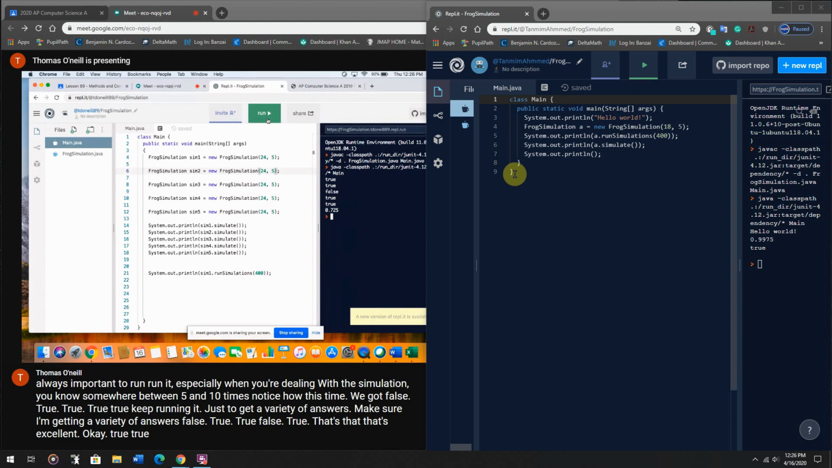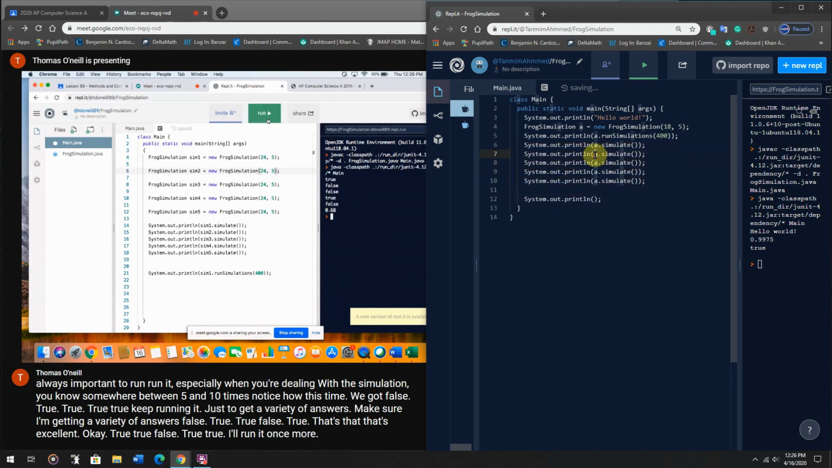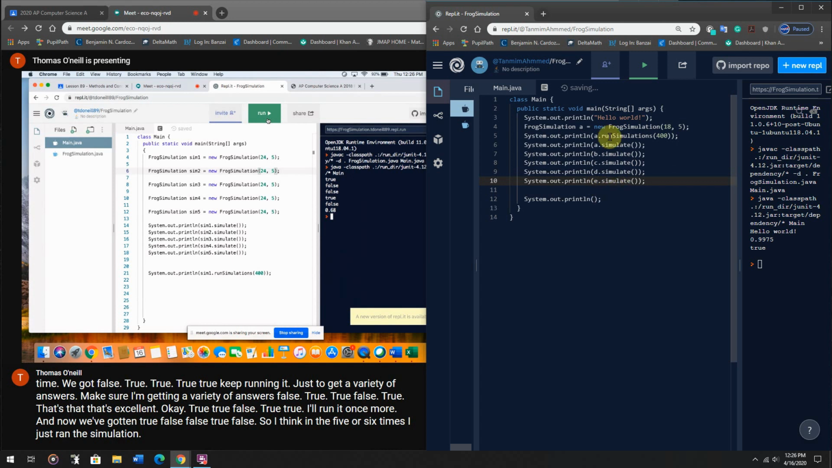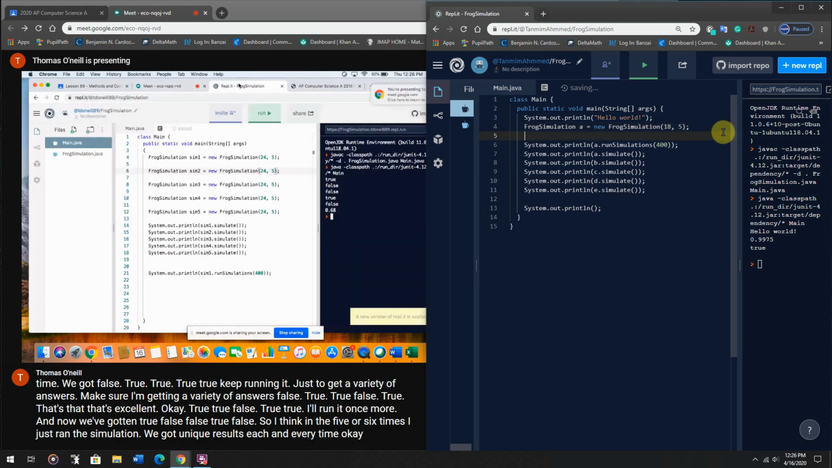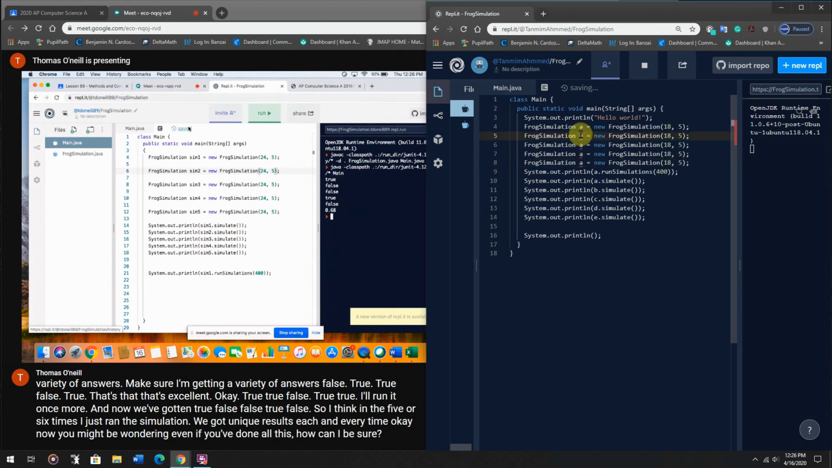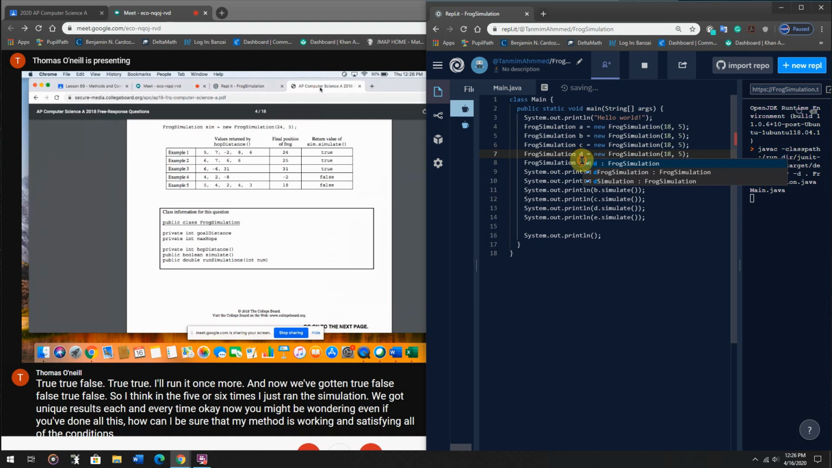True, true, false, true, true. All right, we'll run it once more. And now we've gotten true, false, false, true, false. So I think in the 5 or 6 times I just ran the simulation, we got unique results every time, okay? Now, you might be wondering, even if you've done all this, how can I be sure that my method is working and satisfying all of the conditions that are stated by the problem?